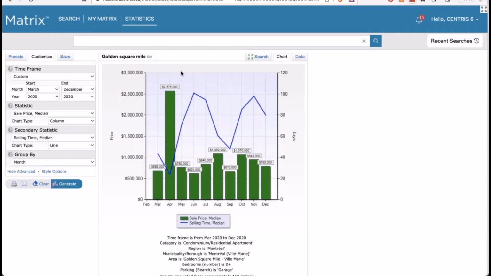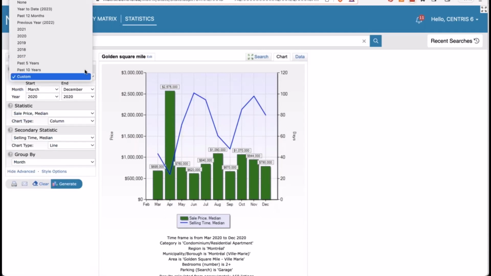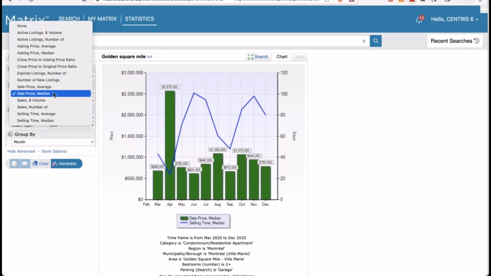So someone is asking, can we display listed versus sold price side by side the way we do in a CMA? So what we can do here, I'll do year to date again. We can do sale price, median sale price, but what we do have are the ratios: close price compared to the original asking price, the original price I should say, and then the close price compared to the asking price. So this is the answer to your question, Eva.